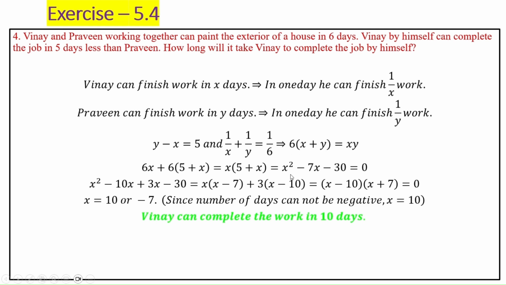Okay, that is finally the quadratic equation you will get: x square minus 7x minus 30 equal to 0. Okay, now you can factorize it: x minus 10 into x plus 7 equal to 0, or x equal to 10 or x equal to minus 7. The number of days cannot be negative, so x is equal to 10. So Vinay can complete the work alone in 10 days.